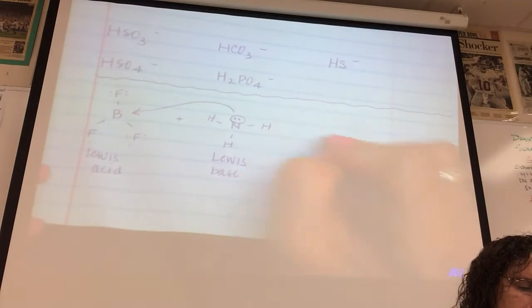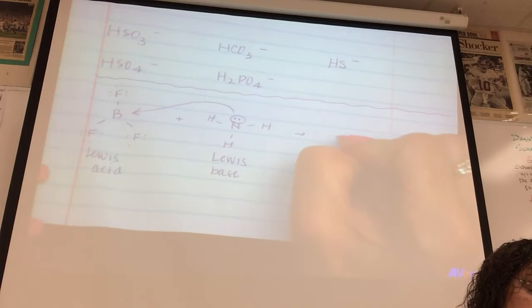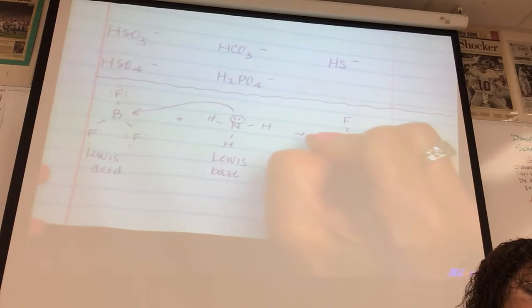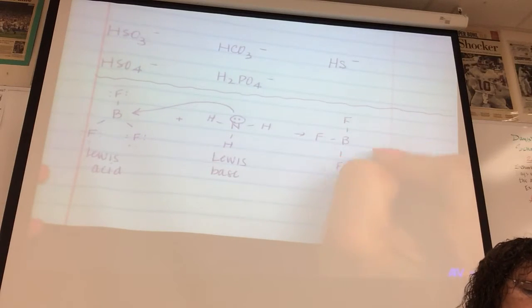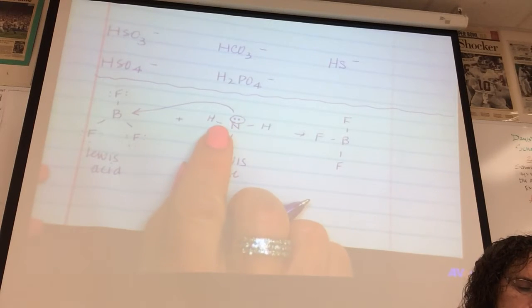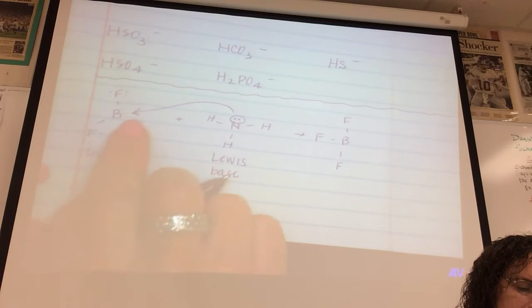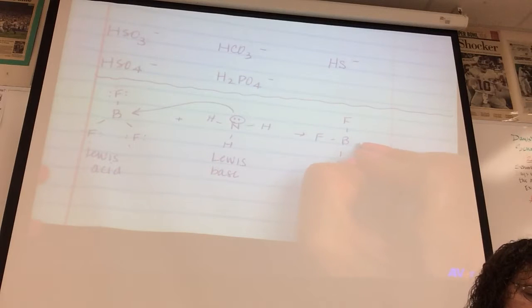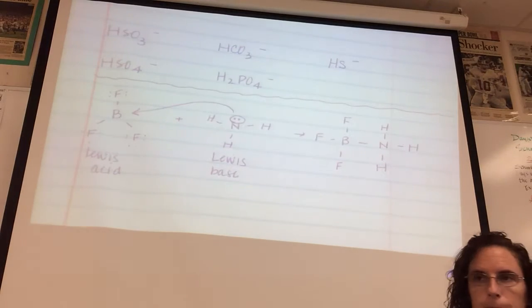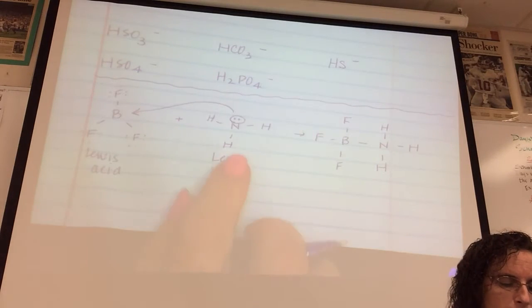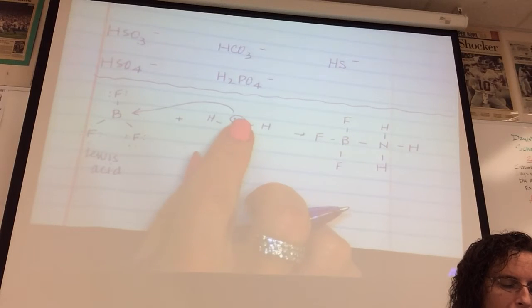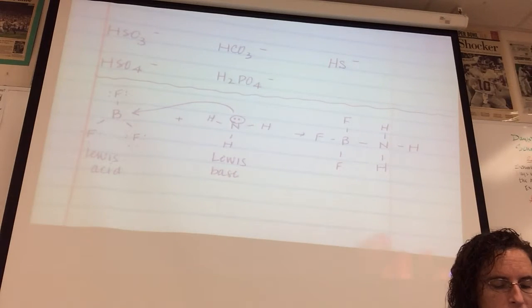and so it donates it, and you get... Wouldn't the Lewis base not have an incomplete octet? Here's your octet: 2, 4, 6, 8. This has the incomplete octet, just 2, 4, 6. But it donated that. Well, it shares it. And so the Lewis base is the electron pair donor. And that's what you're seeing there.